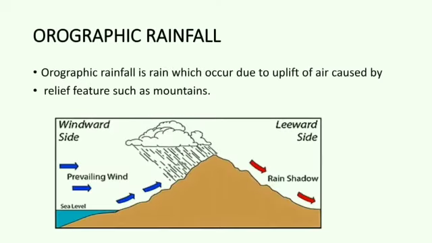The Western Ghats of India receive orographic rainfall. What is orographic rainfall? Orographic rainfall is rain which occurs due to uplift of air caused by relief features such as mountains. For example, the moisture laden winds of the Arabian Sea branch of the southwest monsoon winds are forced to uplift by the Western Ghats, causing heavy rain on the western coast of the Western Ghats.